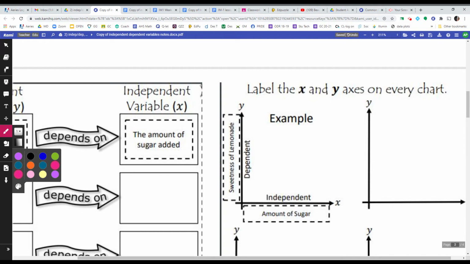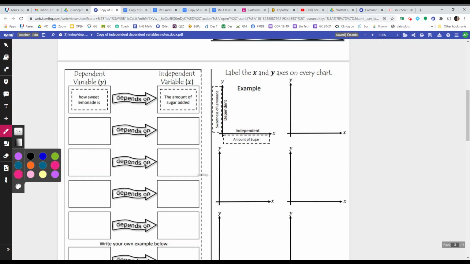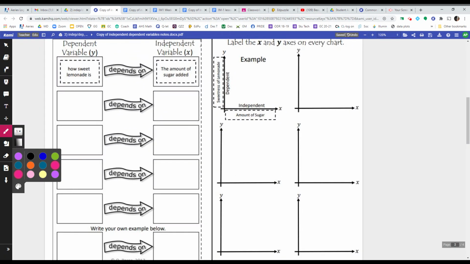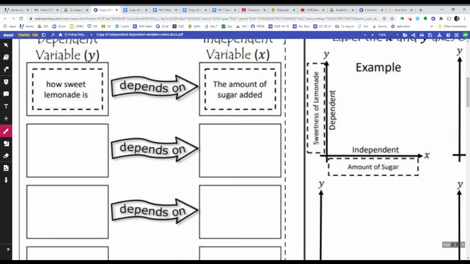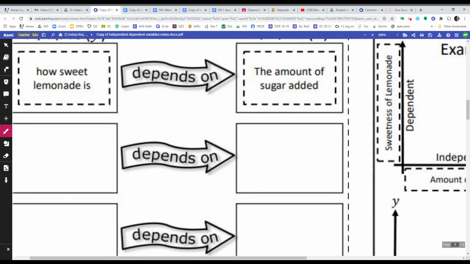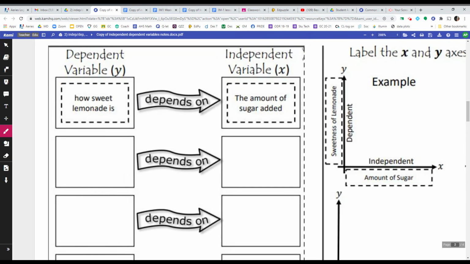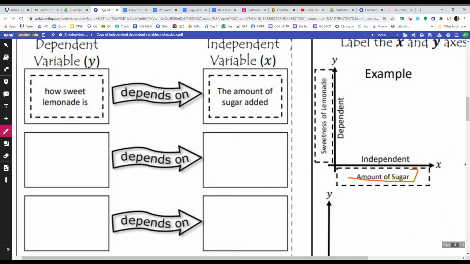Okay, so now we're going to write a couple of these out. Here we go. Your assignment will look very similar to this. Dependent quantity: how sweet lemonade is depends on the amount of sugar added. That makes sense. And over here, we have the graph. The amount of sugar is your independent. The sweetness is your dependent, and would go like this. The more sugar, the sweeter it is.